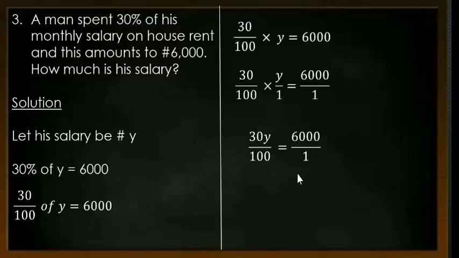Alright, at this stage in mathematics, in order for you to get your unknown, which is our Y, we will have to cross multiply. Okay, so 30Y times 1 will be equals to 100 times 6,000. So on cross multiply, 30Y times 1 will give us 30Y equals to 6,000 times 100 will give us 600,000.